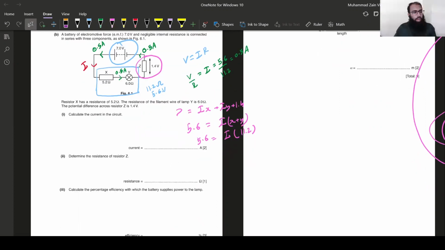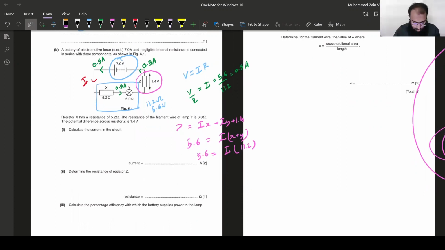Determine the resistance of resistor Z. Now I know that the potential difference across resistor Z is 1.4, and the potential difference would be equal to I times the resistance of Z. So 1.4 equals the current, which is 0.5, times the resistance of Z. So I could use this to find the resistance of Z, and it would come out to be about 2.8 ohms. So I hope this part is again clear to everyone.